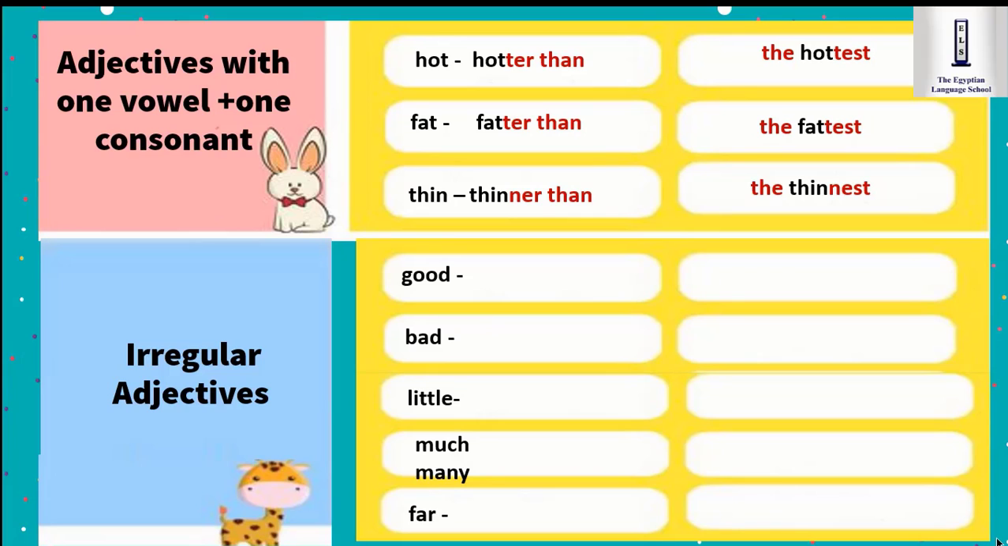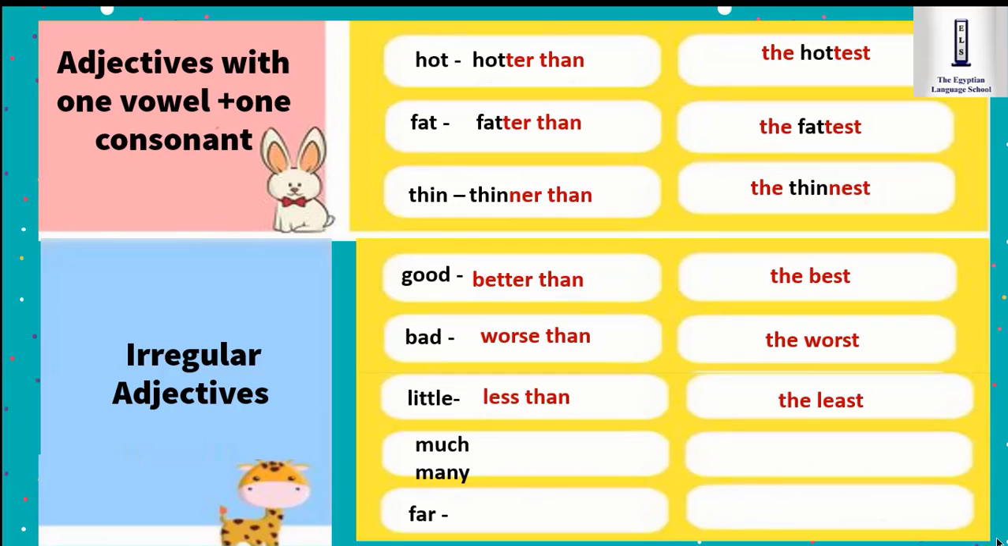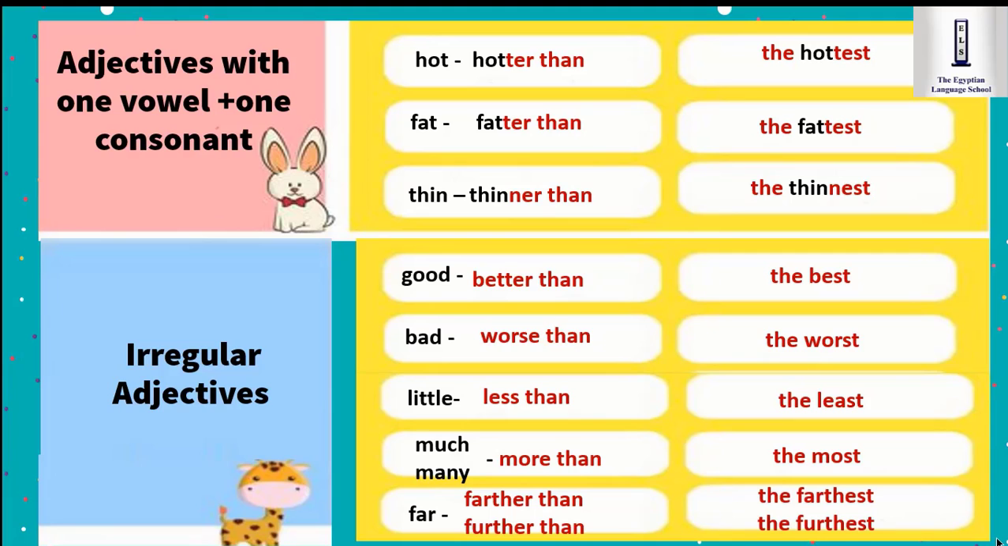Take care, we have some irregular adjectives that do not follow any of the previous rules, so we have to study them. Good, better than, the best. Bad, worse than, the worst. Little, less than, the least. Many or much, more than, the most. Far, farther than or further than, the farthest or the furthest.